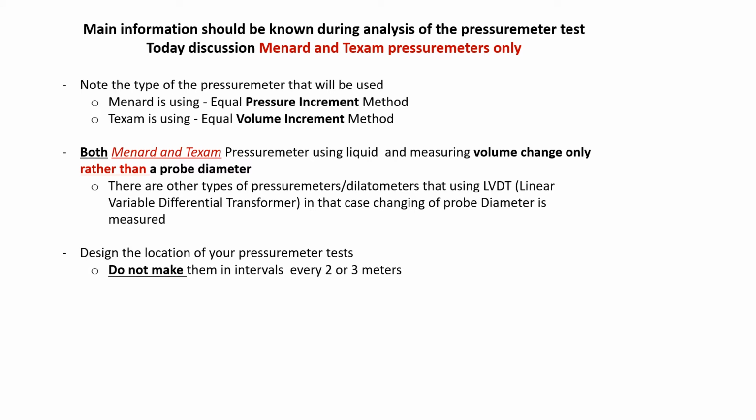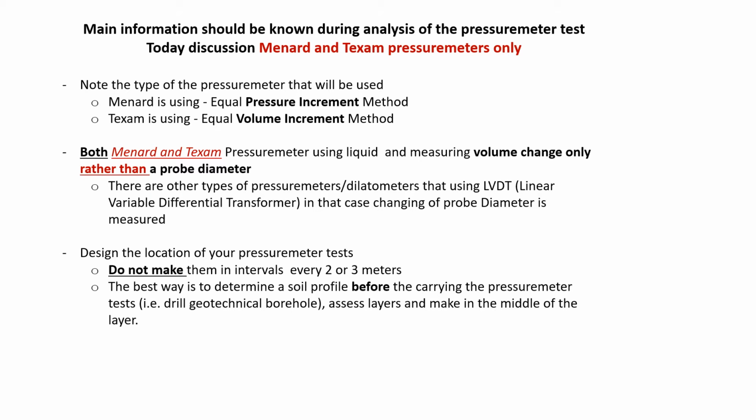Now, I would like to talk a little bit about the design of the pressuremeter test location. I don't speak about the location of the borehole, I speak about the depth. In many cases, engineers say, okay, make a pressuremeter test every 3 meters or every 2 meters. Doesn't matter what the designer is going to decide. In my opinion, it's not the best practice, and the reason behind that is, if you're doing it this way, you can bump into transition zones between the layers.